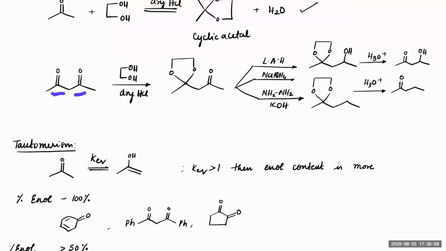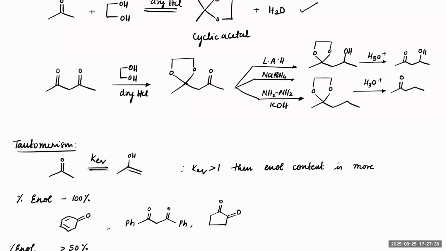Suppose you have two keto groups here, and I take dry HCl. One of the keto groups is masked. This is called masking of the keto or aldehyde group. Now when you use lithium aluminum hydride, it will only reduce this part of the ketone, so that will convert into alcohol. NaBH4 also converts only this part of the ketone. NH2NH2 and KOH only convert this part of the ketone into alkanes. And then when you do hydrolysis, this bond will break and convert this back into C=O. So what happened? We restored that keto form again, correct?